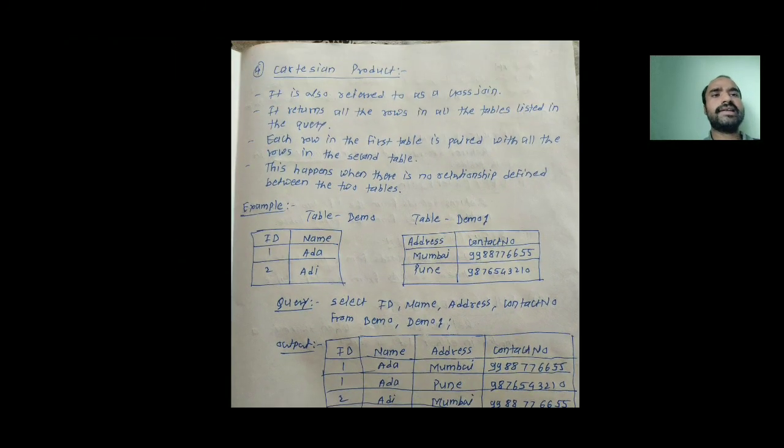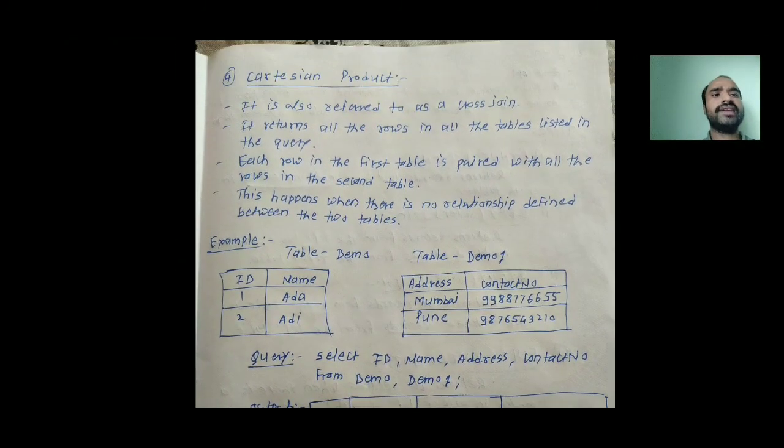Next one is the Cartesian product. So in set theory you know what a Cartesian product is. Cartesian product means it will combine records of the first table with all records of the second table. So it is also referred to as a cross join. It returns all rows in all tables listed in the query. Each row in the first table is paired with all the rows in the second table. This happens when there is no relationship defined between the two tables.